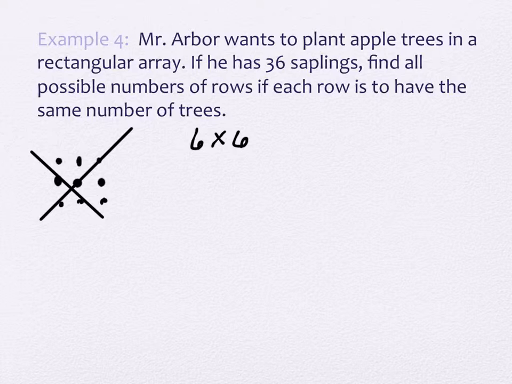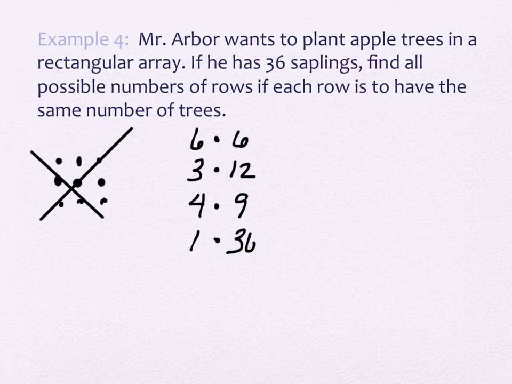Let's just write down the factors that I could have. 6 times 6, what else do I have? 3 and 12. Okay, someone else? 4 and 9. What else? Yeah, 1 row. You could have 1 and 36. Technically, that would be considered an array. There's 1 missing: 2 and 18.